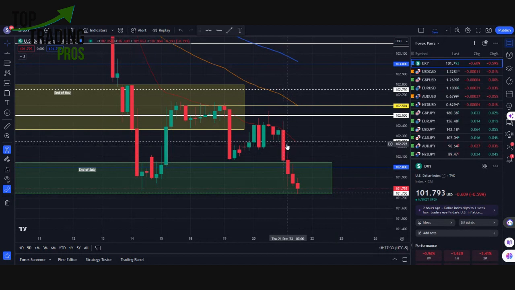So before, we were talking about how the dollar could revisit this box in the same way that it revisited this box before, as far as last week. And that's exactly what we have. But we still have Friday left.